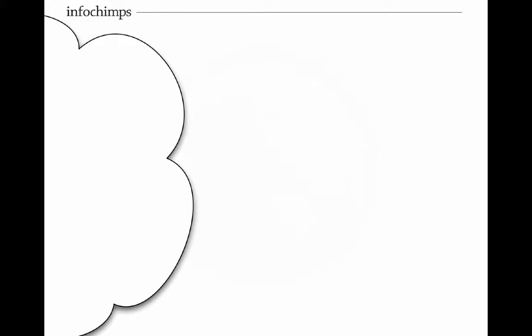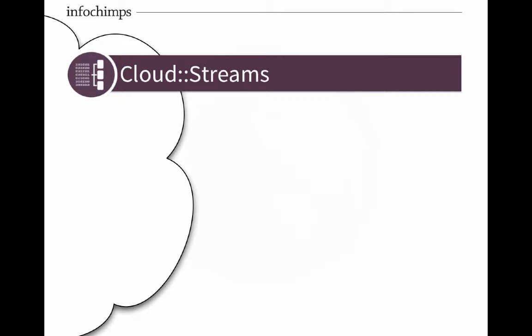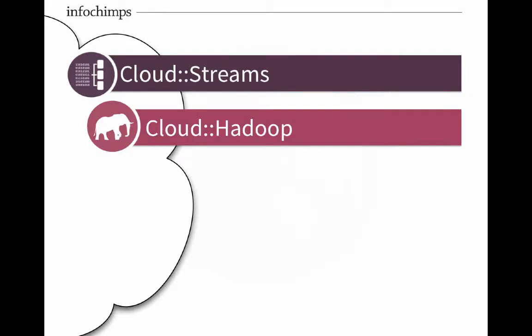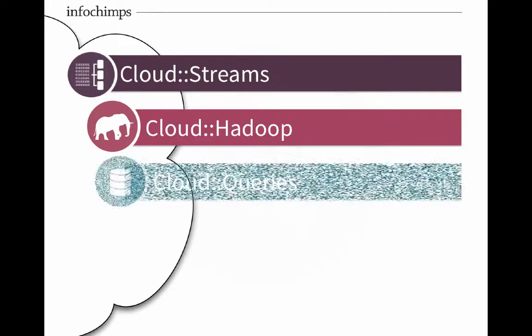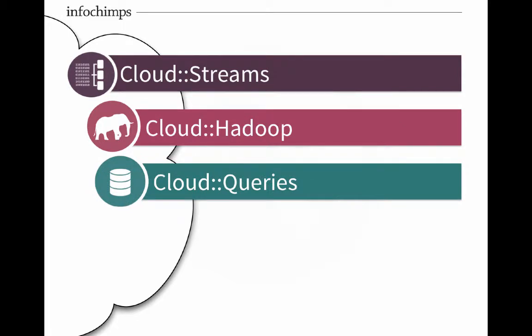The Infochimps Cloud is comprised of several components. Cloud Streams, dealing with streaming data and real-time analytics with Storm, which comes from Twitter. Cloud Hadoop, which is an elastic Hadoop clustering technology for handling batch analytics. Cloud Query, which is fast NoSQL databases and ad hoc query-based analytics with HBase and Elasticsearch.